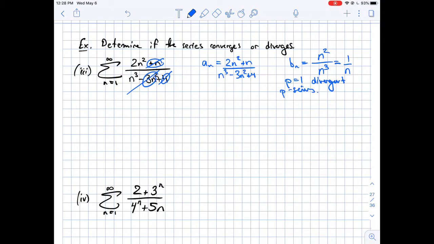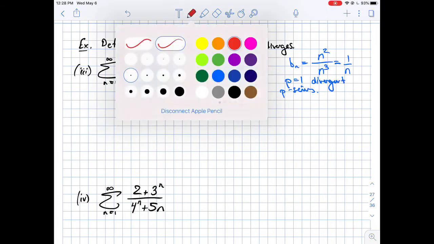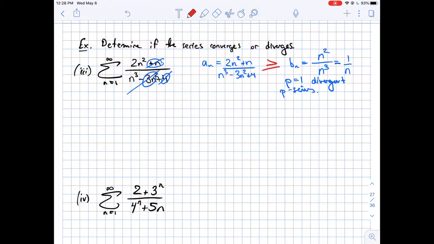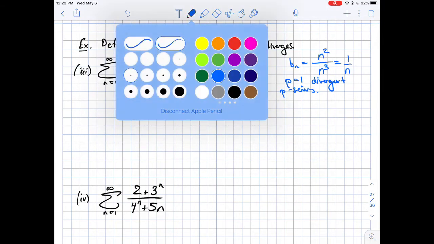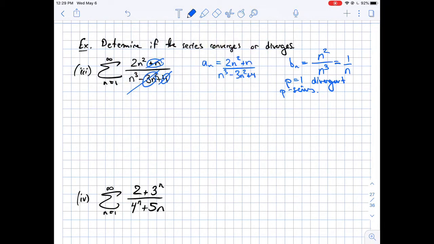And so our belief right now is that an, the sum of an, would also be divergent. You will notice trying to get the inequality in the right direction, trying to show here that an is larger than or equal to bn is not going to work out nicely, or it'll be a little bit more complicated than we would like. So let's just go and directly look at the limit comparison test.